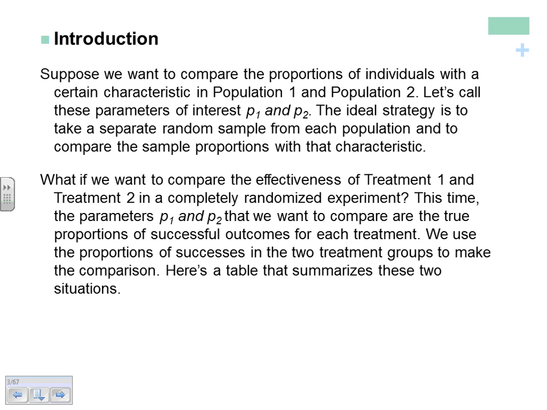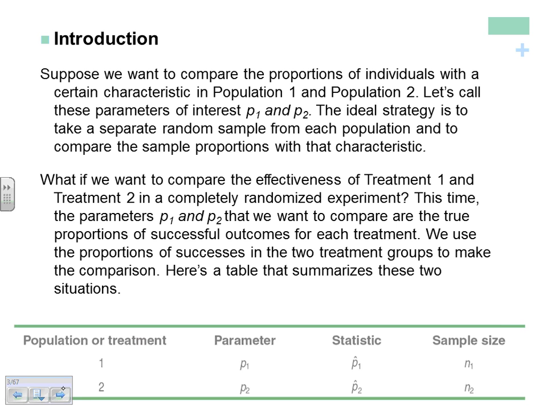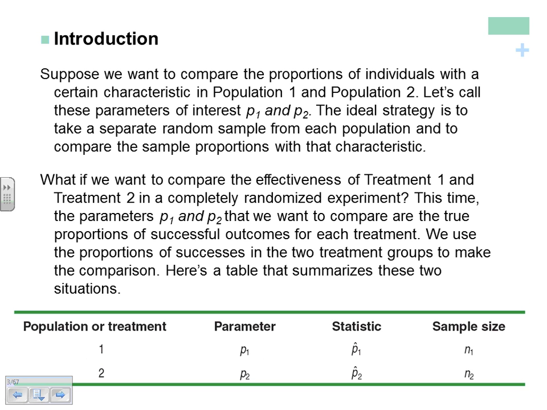So what if we wanted to compare the effectiveness of treatment 1 and treatment 2 in a completely randomized experiment? This time the parameters P sub 1 and P sub 2 that we want to compare are the true proportions of successful outcomes for each treatment. We use the proportions of successes in the two treatment groups to make the comparison. So here's a table that summarizes the two situations.